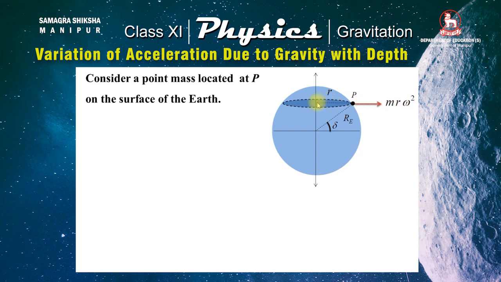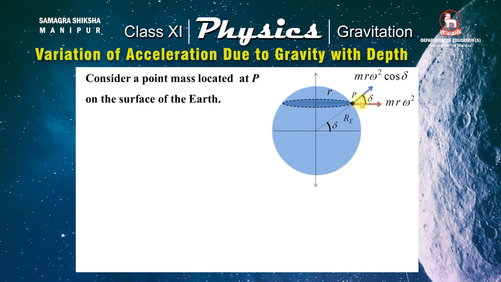At the same time, omega sin is the angular velocity of the earth. Now consider a particular angle theta, and a particular angle delta. Therefore the components: you will find m r omega square cos delta.